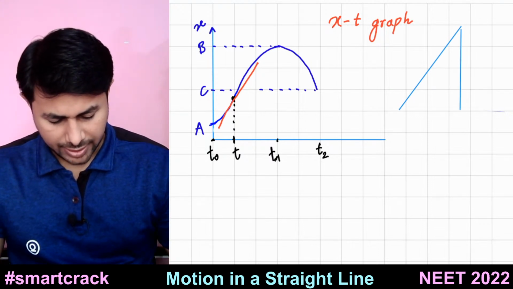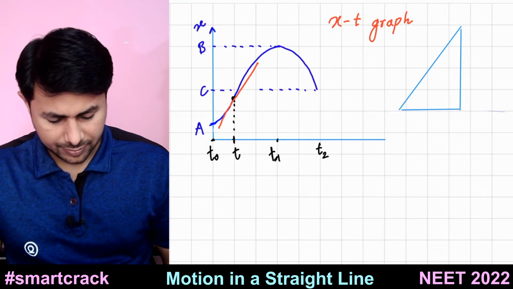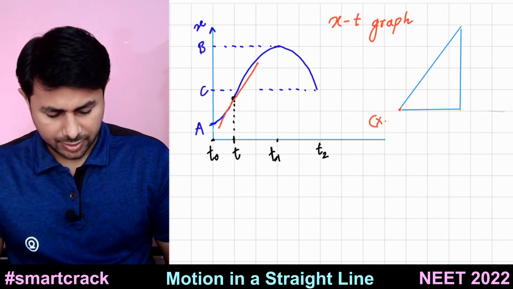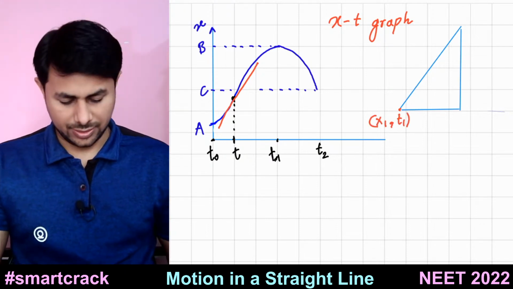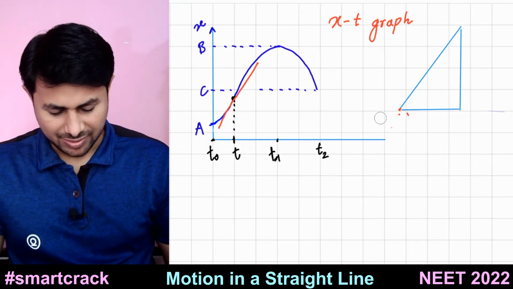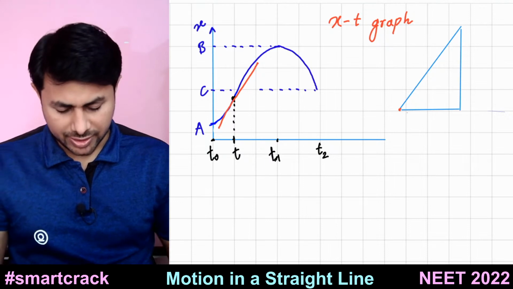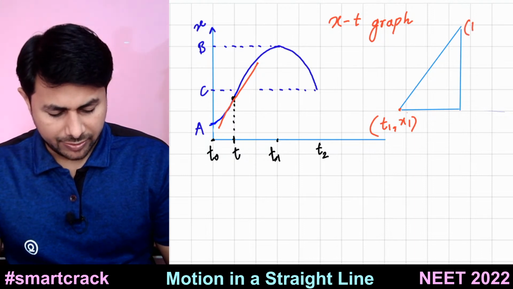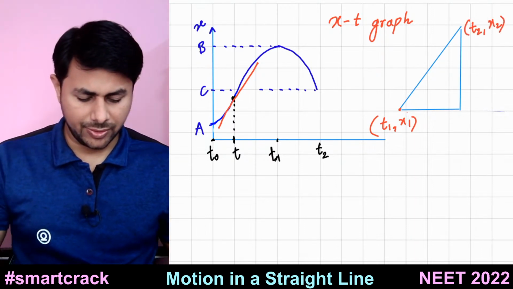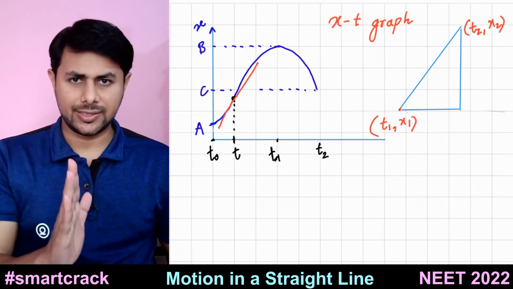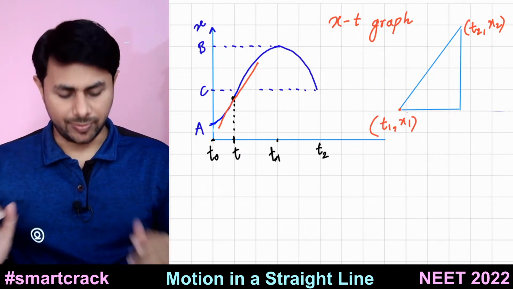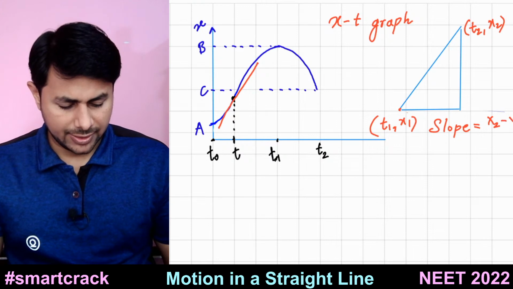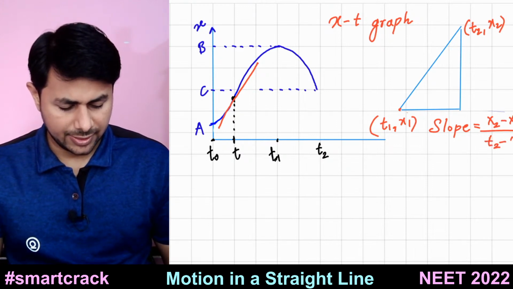So what will I do? I can complete a triangle like this. Then I know the coordinates of this point. They are, suppose, t1 x1, because if we take the horizontal axis first, it is t1 x1, and the coordinates of this point will be t2 x2. So we know the change over the vertical axis divided by the change over the horizontal axis is the slope. So what is the slope? It is x2 minus x1 divided by t2 minus t1.